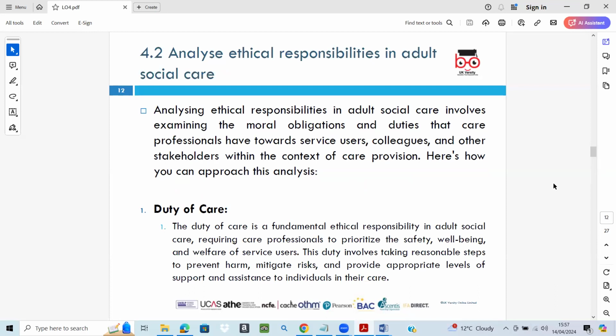In the next slide we have to analyze ethical responsibilities in adult social care. So we have to talk about duty of care. Duty of care essentially means that care professionals have a legal and moral obligation to ensure the safety and well-being of service users. This duty compels us to act in the best interest of those we care for and take reasonable steps to prevent harm. So we can break down what it involves.